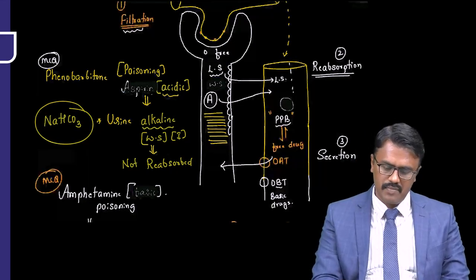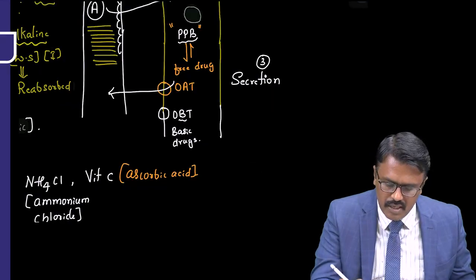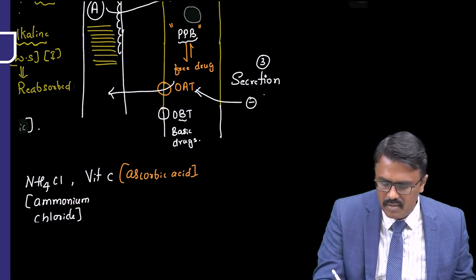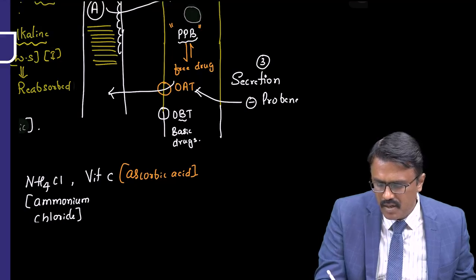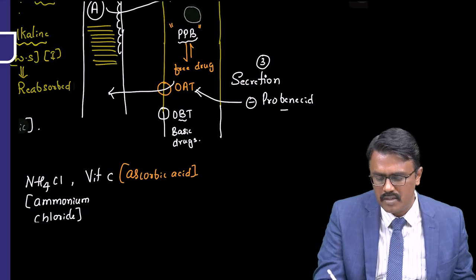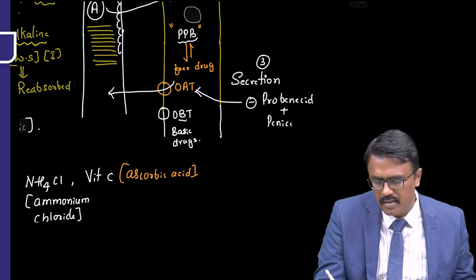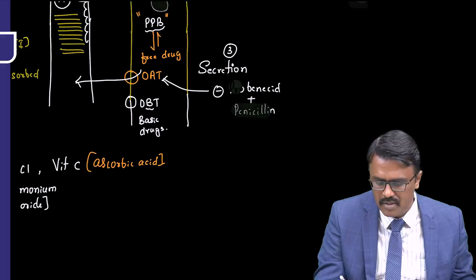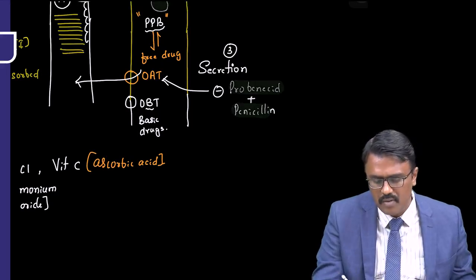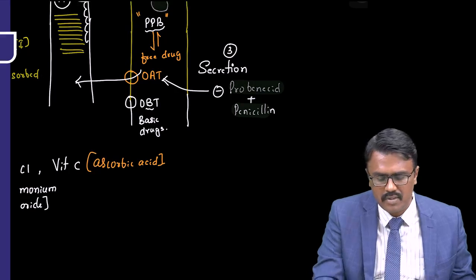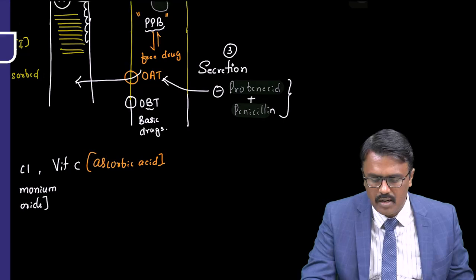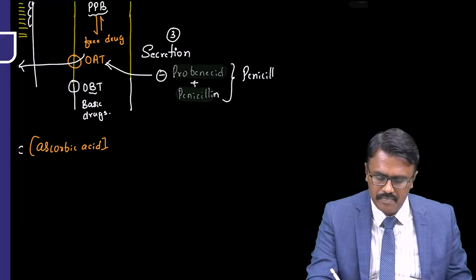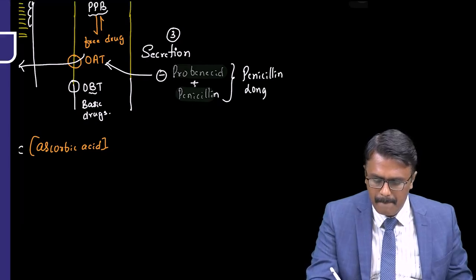Okay, sir. Fine. Sir, is there any drug which can inhibit this organic acid transport? Yes. There is a drug which inhibits this, called probenecid. Now, if I use probenecid with penicillin, penicillin is an acid drug. What happens if I use penicillin and probenecid together? Penicillin cannot be secreted. If it is not secreted, the penicillin becomes longer acting. So when you combine probenecid and penicillin, penicillin will be long acting.